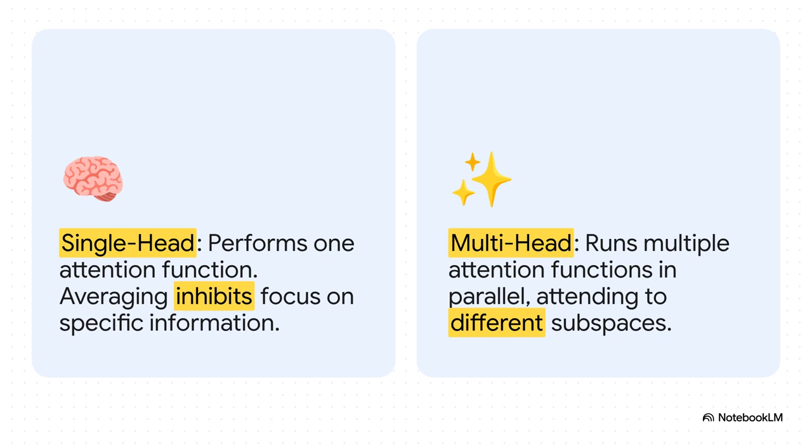Each head can then learn to focus on a different kind of relationship. One head might track verbs and their subjects, another might track pronouns, and a third might track something else entirely. It lets the model look at the sentence from multiple perspectives at the same time. In the original base model, they used 8 parallel attention heads.